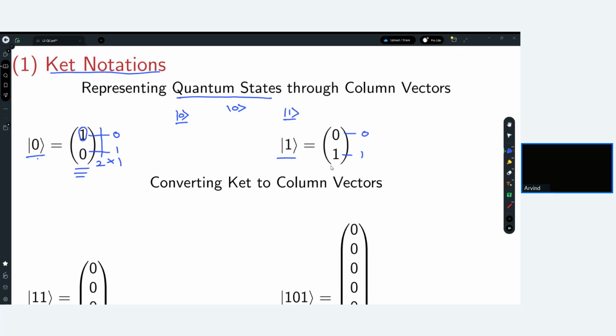Try to understand the difference between the Ket 0 and the Ket 1. The Ket 0 is a quantum state 0, and the 1 is present at the 0th position if we represent it through a column vector. And when we represent a quantum state 1, we are going to read it as Ket 1, and we are going to represent it as a column vector where 1 is written at the first position.